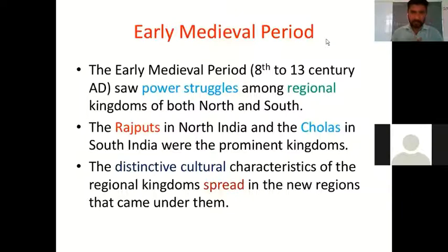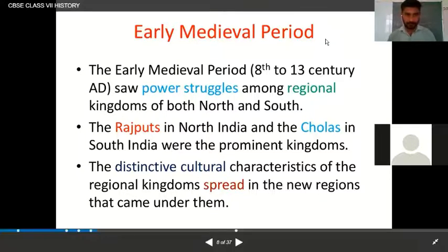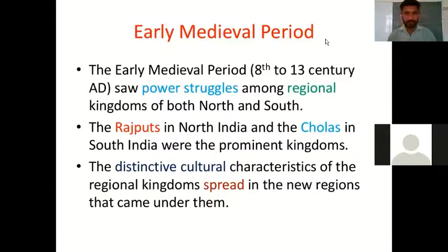The Rajputs in North India and the Cholas in South India were the prominent kingdoms. So during the early medieval period, that is from 8th to 13th century, in the north Rajputs were the main prominent kingdoms, and in the south Cholas were the main dynasty. The distinctive cultural characteristics of the regional kingdoms spread in the new regions that came under them. So we saw distinctive cultural characteristics in the time period of the new regional kingdoms that came up.